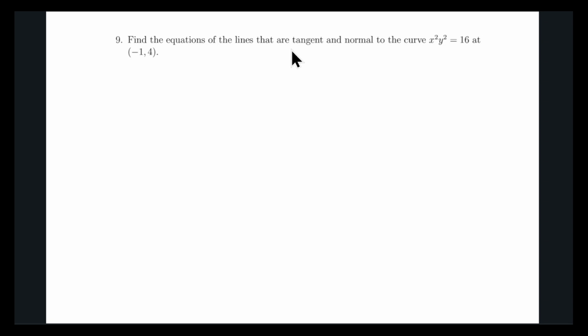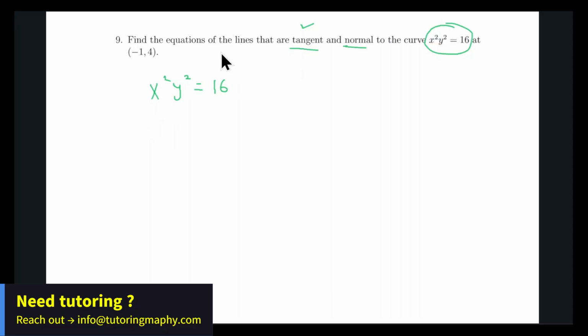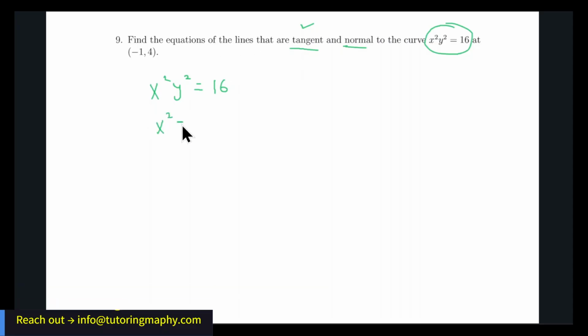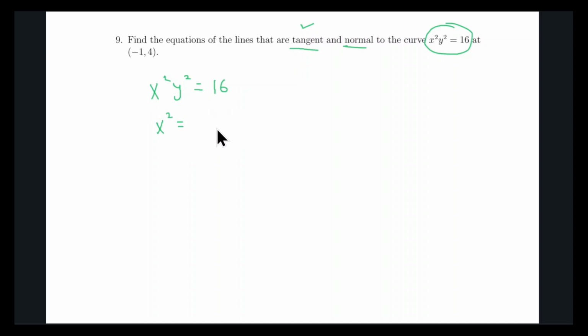Here we need to find the equation of tangent and normal lines to this curve at this point. So obviously I have a point, I need slope. Slope is the derivative. So I need to differentiate this guy and find dy over dx to get the slope of the tangent. So x square y square is equal to 16. You know what? I can differentiate it right away. I have to use a product rule, or you can be a little smart and divide 16 on both the sides and do it that way as well.